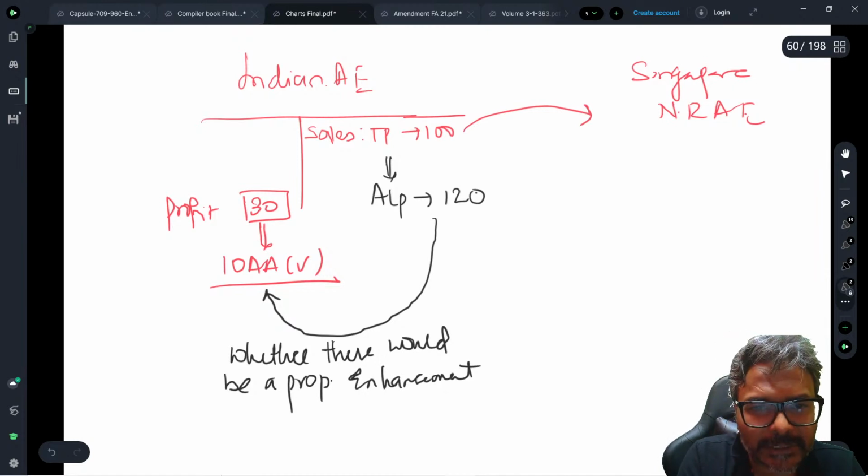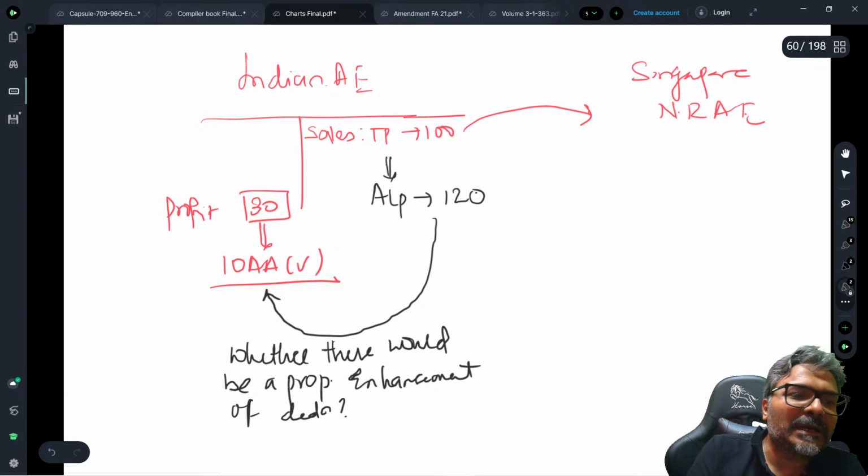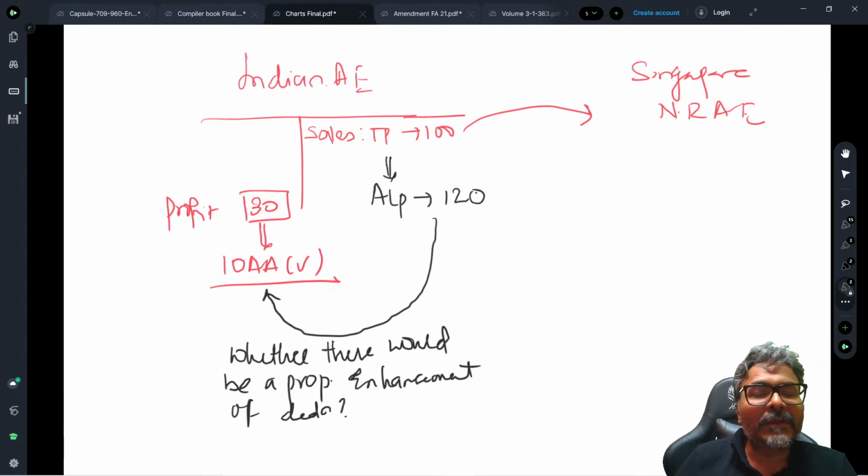So students, what is your take? Enhancement of the deduction in this context? What is your take in this case? To that the answer is, students, no. There will not be any further proportionate enhancement of the deduction in this particular case.